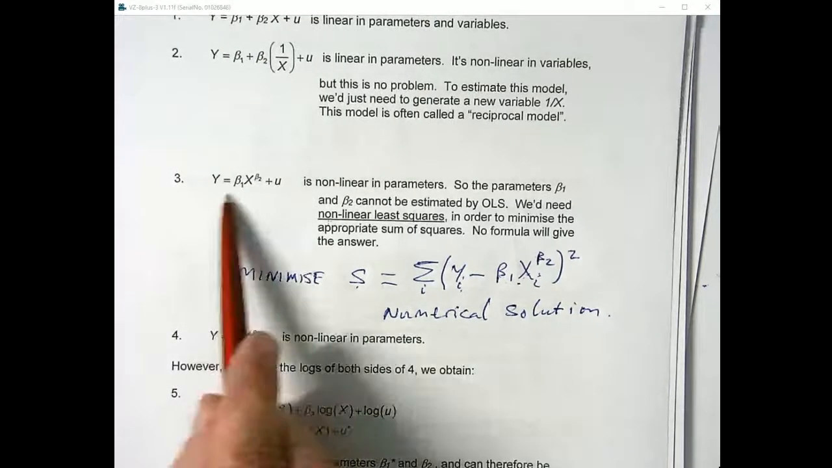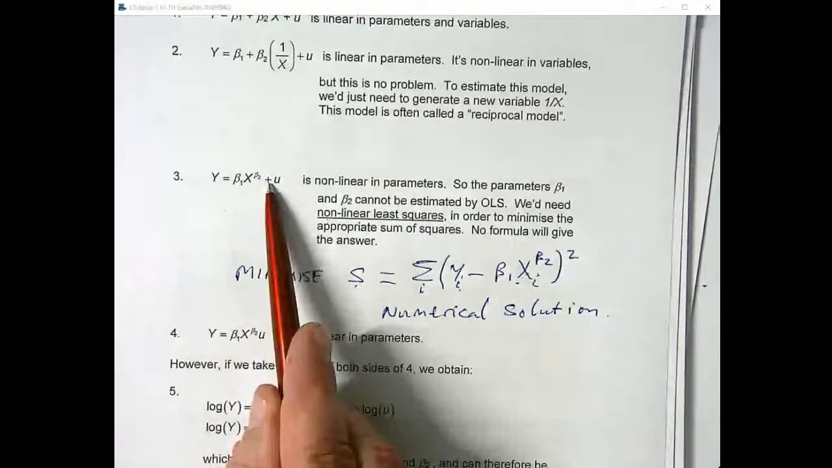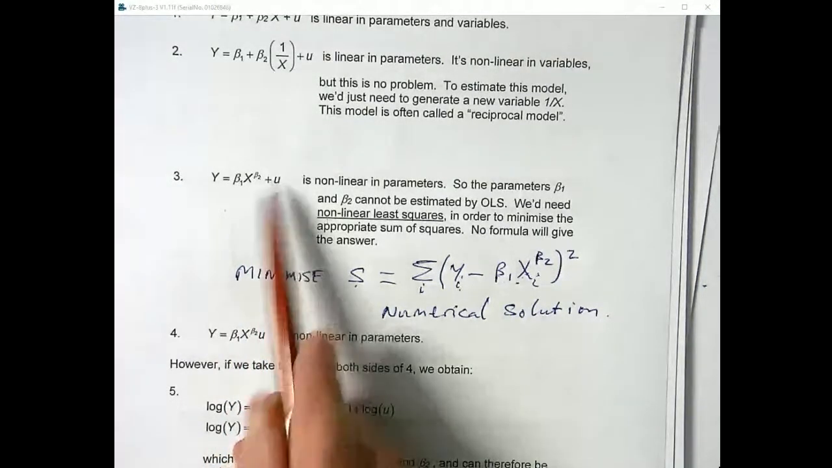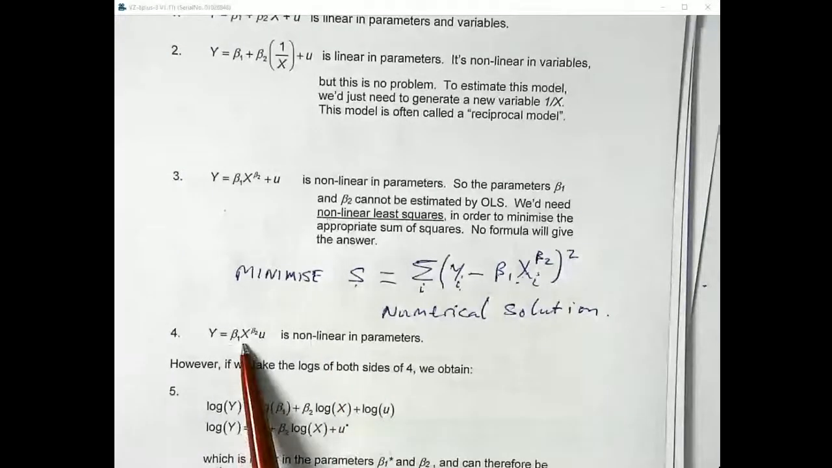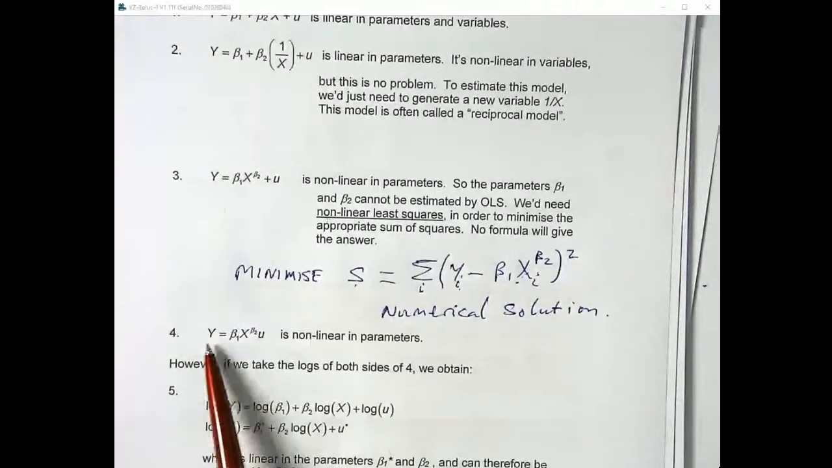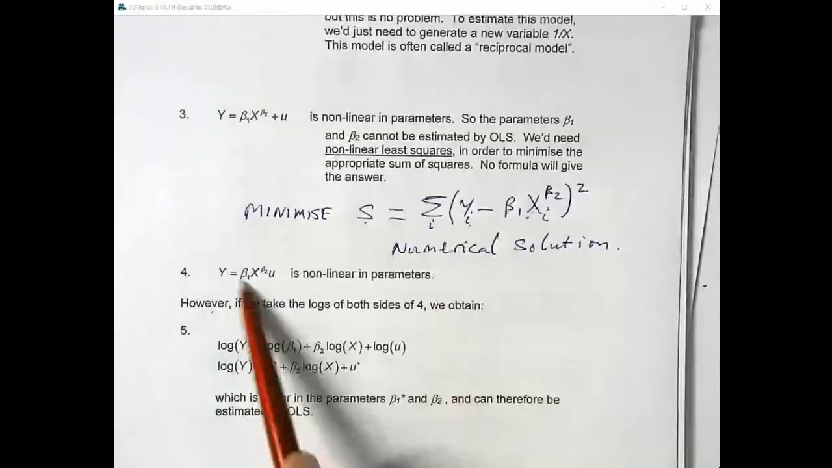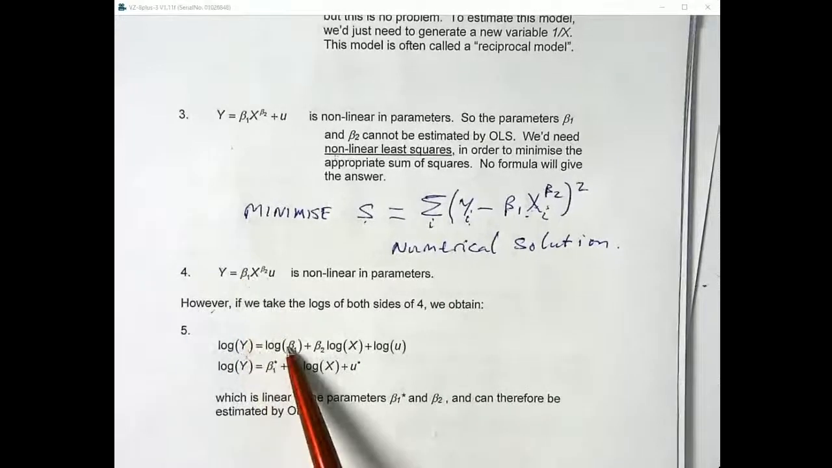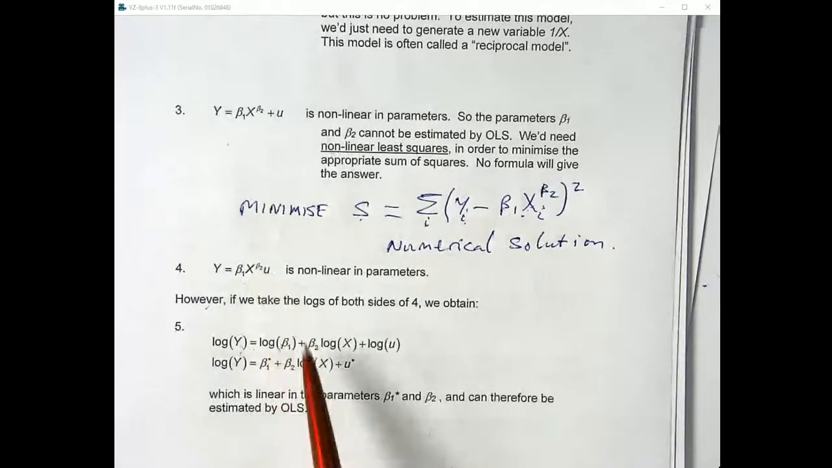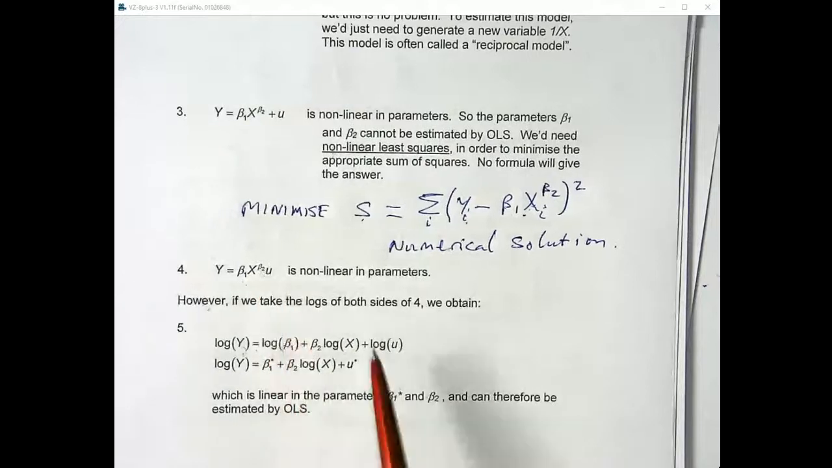This is similar to that, but it's not the same. The difference is there we have plus u, plus error term. Here we have times error term. This is non-linear in parameters. However, if you take the logs of both sides and use the rules of logarithms, then you get log of y equals log of beta 1 plus beta 2 log of x plus log of u.